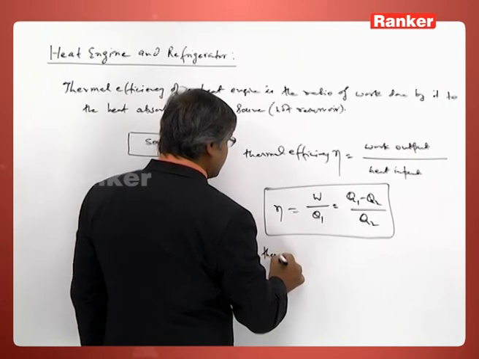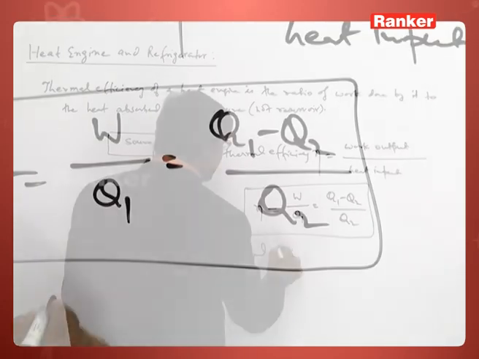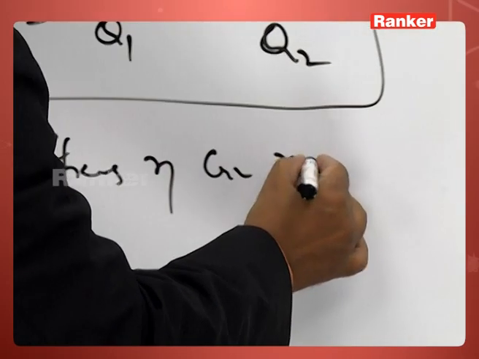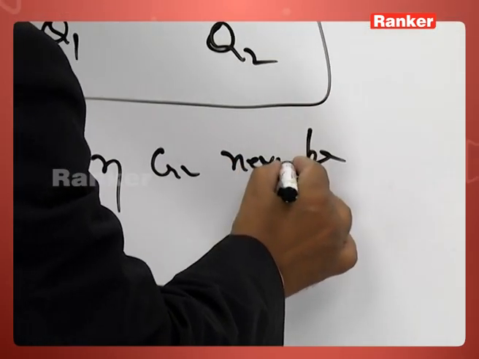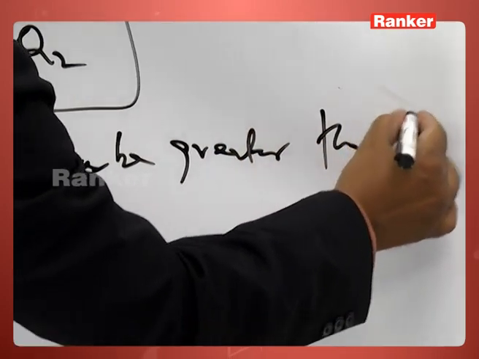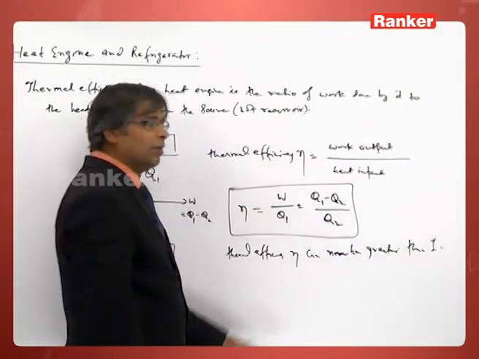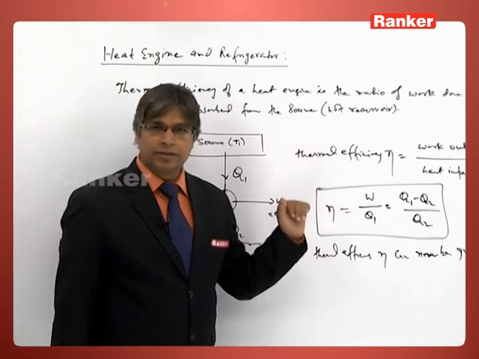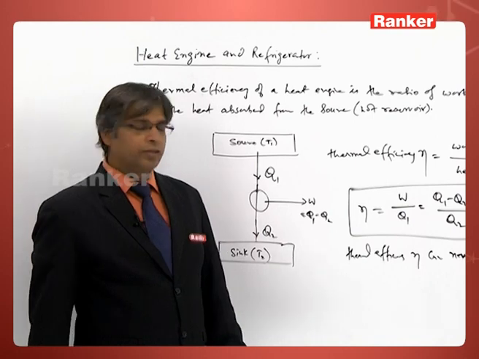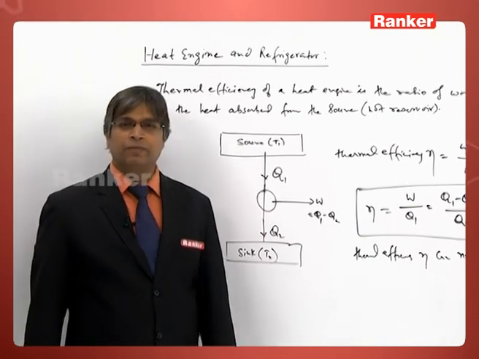The thermal efficiency eta can never be greater than 1. So it is always less than 100%. We can't have a 100% efficient engine. So this is how we define the thermal efficiency.